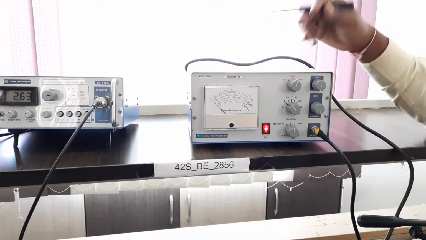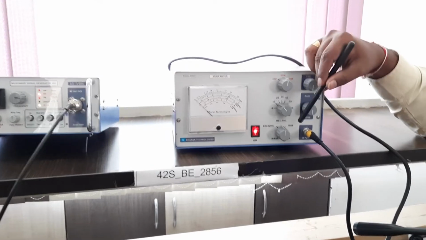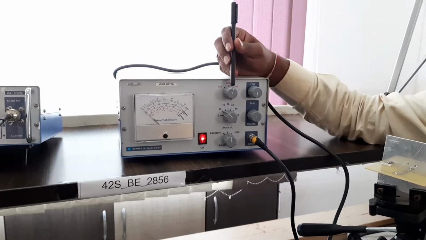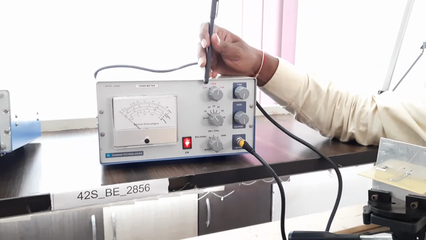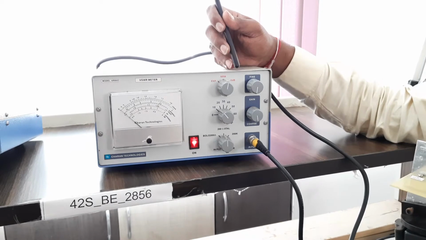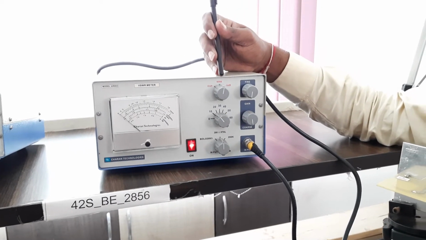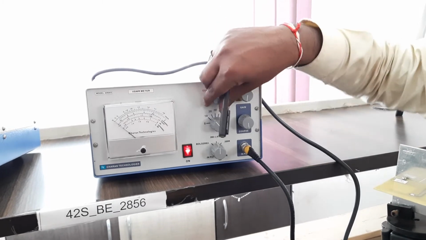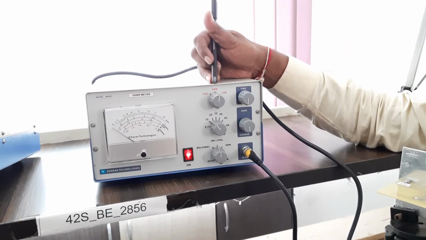Before that, I should make some settings with respect to this VSWR meter. The first setting is with respect to the first knob. We have expanded mode, normal mode, and minus 5 dB mode. In our experiment, we'll be utilizing the normal mode. So you adjust this knob to normal mode.